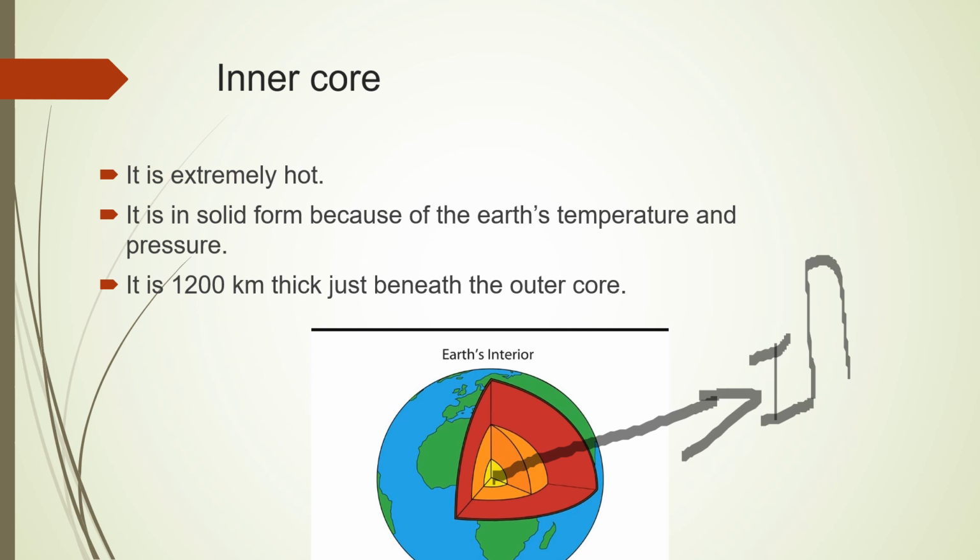So we find out that it is very hard, as in solid form, because of what? Earth temperature and pressure. So due to the movement in the mantle, there are temperatures in the earth beneath the Earth's surface, and there are also pressures. There's something happening beneath the Earth's surface. So this is all about the inner core.